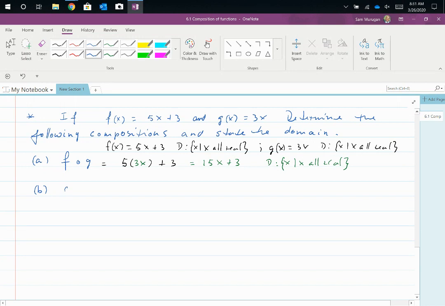Part B is asking about g composed of f. So we're going to start out with the g function, which is 3x, and into the x part we substitute the original f function, which is 5x plus 3, and distribute to give 15x plus 9. The domain of the f function is all real numbers, and the domain of the resulting composed function is also linear, so also all real numbers.